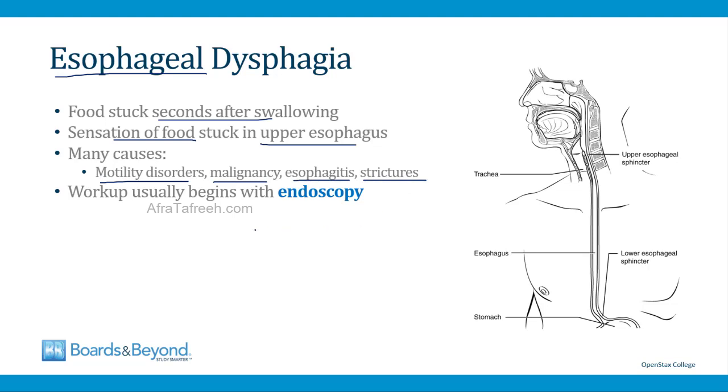But in general, when patients have esophageal dysphagia, the workup usually begins with an upper endoscopy. This involves inserting a camera into the esophagus, and this allows you to visualize the esophagus to make sure it's structurally normal. The first thing you want to do is see the esophagus and make sure there isn't a tumor or a stricture or some other structural cause of the patient's esophageal dysphagia.